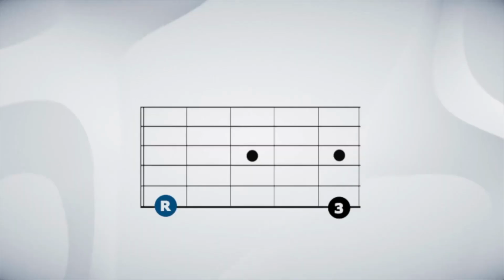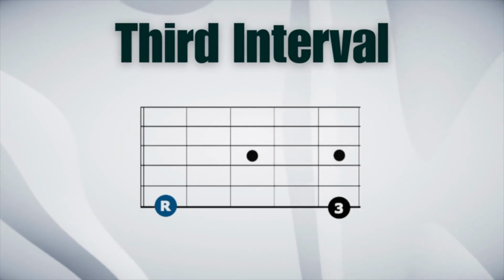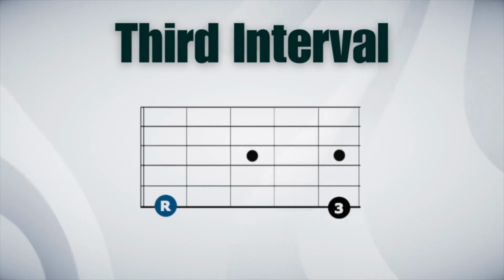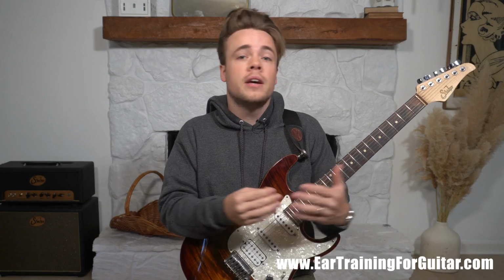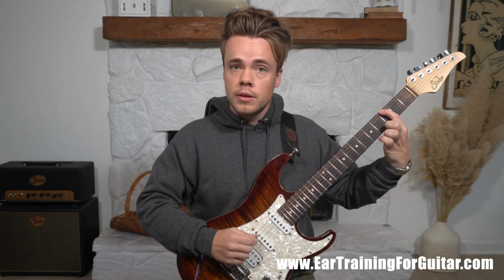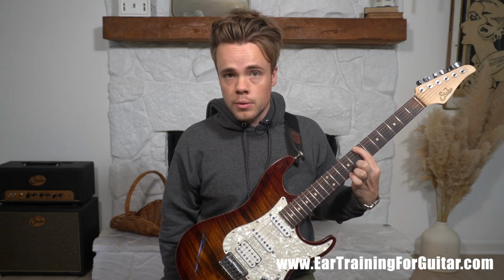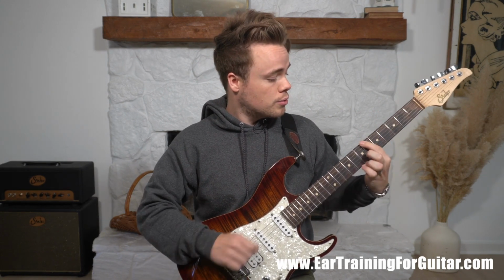Now, let's go through the third interval. The third interval is a whole step from the second interval, or 2 whole steps from the root. Whole step meaning 2 frets. Half step is 1 fret. So, if I'm in the key of G, then a 3 is going to be 2 whole steps up, right? Or 4 frets. 1, 2, 3, 4.